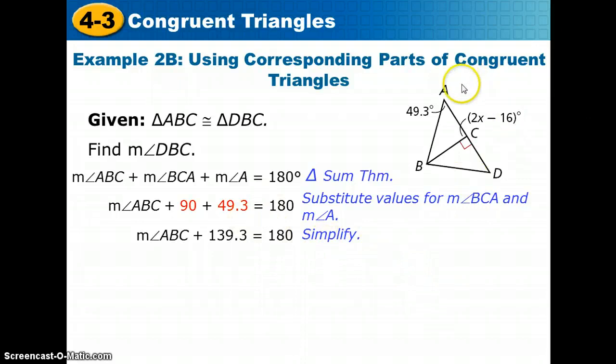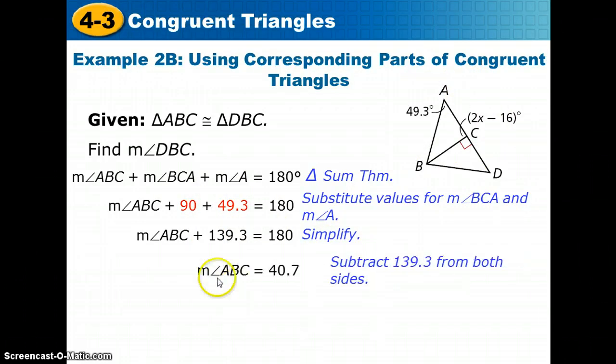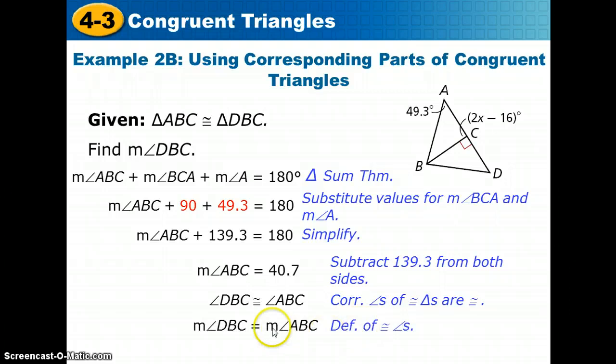So we can find the measure of angle ABC by adding these two together and then subtracting 139.3 from both sides. So the measure of ABC is 40.7. We wanted the measure of angle DBC, but remember those are corresponding angles in congruent triangles. Since they are congruent then, their measures are equal, so the measure of DBC is also 40.7 degrees.